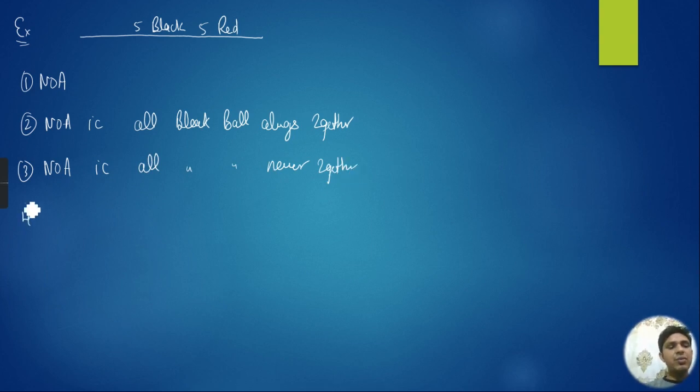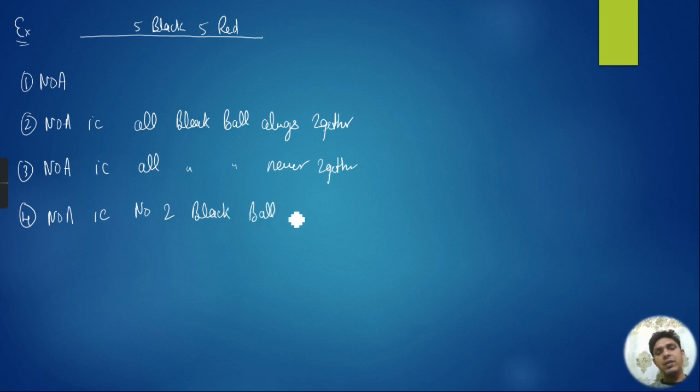right? And my fourth question that can be made here is the number of arrangements such that no two black balls come together, right? So students, the question is wherein we are given two different objects of the same number, right? So first, you have to identify the number of arrangements without any condition.